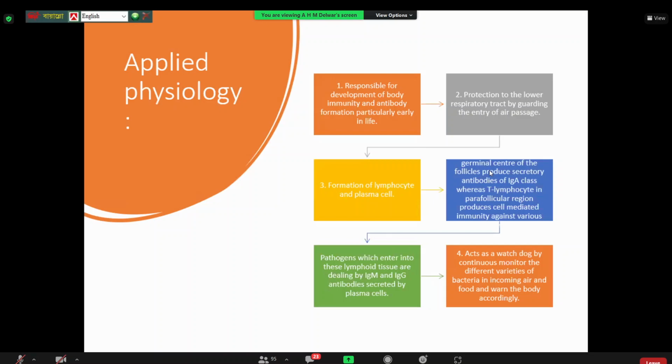I already said it before. That is the beginning of the food and air process. So it is a watchdog.